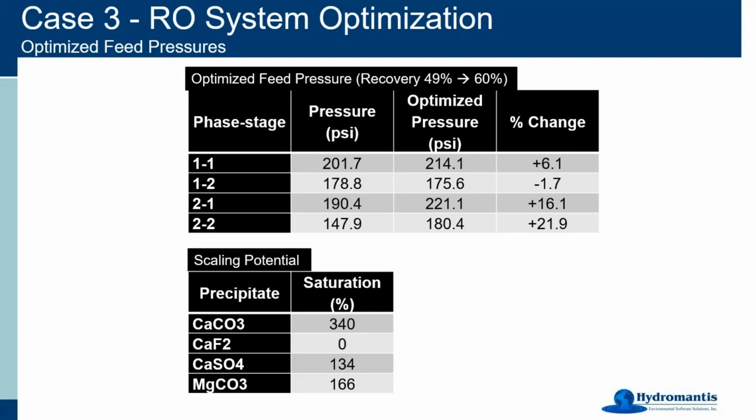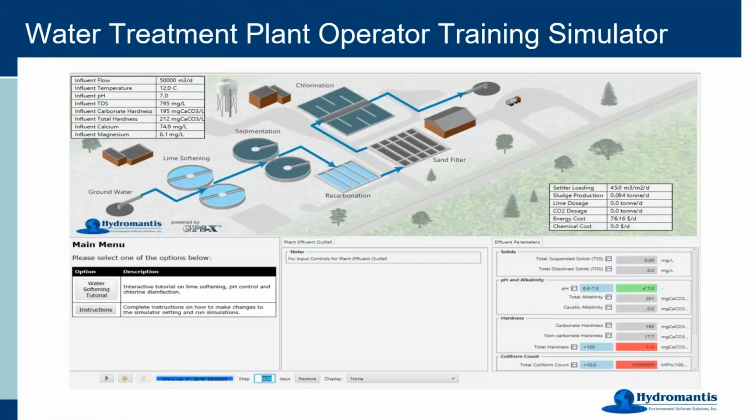So the GPS-X model also has some built-in features in the RO unit process where we can find out the percentage saturation over the solubility product for some of the common scales that can form, and it can provide you guidance with respect to whether increasing the recovery might lead to some scaling potential, and whether you need to add some acid, for example, or some scale inhibitors there. So there are a lot of things you can do with that.